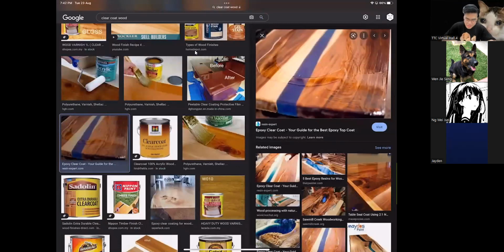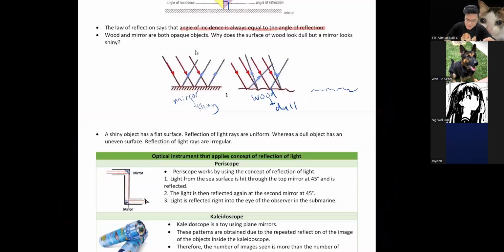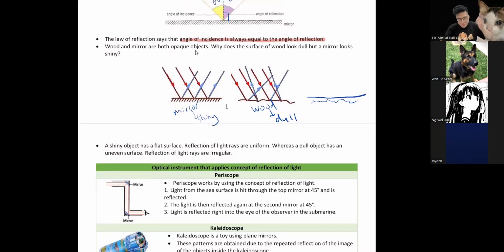So what are you doing? Basically, your wood looks like this, right? When you put a layer of clear coat on it, you are basically putting a thin layer of something like a mirror on top of the wood. So now you have even reflection, so now the wood will look shiny. Same goes for your car paint.